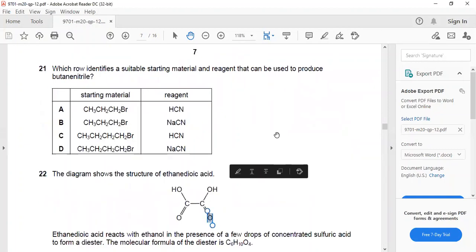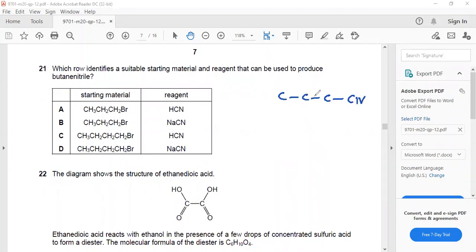21. Butane nitrile we have to prepare. So first you write what is butane nitrile. We have to count the carbon of cyanide also. There is no substitution reaction between halogenoalkane and HCN, no reaction. With NaCN it is there, because HCN is a very weak nucleophile. So bromine is substituted by cyanide and we will get this compound.